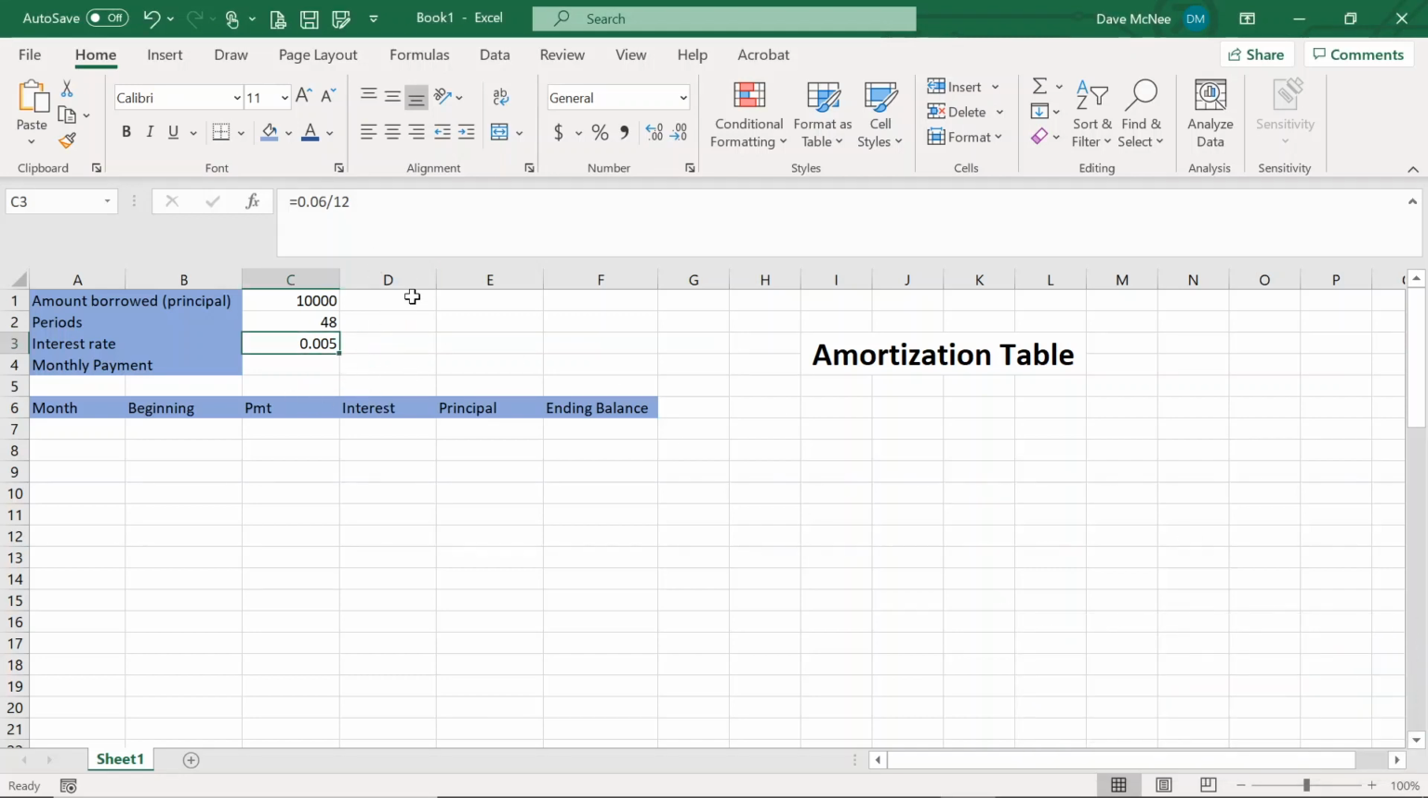It's 0.5% per month. That's pretty all right. Doesn't seem so bad. So how much are the monthly payments? We'll let Excel calculate this for us.